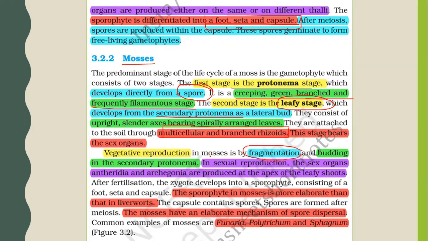Vegetative reproduction takes place by fragmentation and budding, and in sexual reproduction the sex organs such as antheridium and archegonium are produced. The sporophyte in mosses is more elaborate than in the liverworts. The examples of mosses are Funaria, Polytrichum, and Sphagnum. Very, very important.